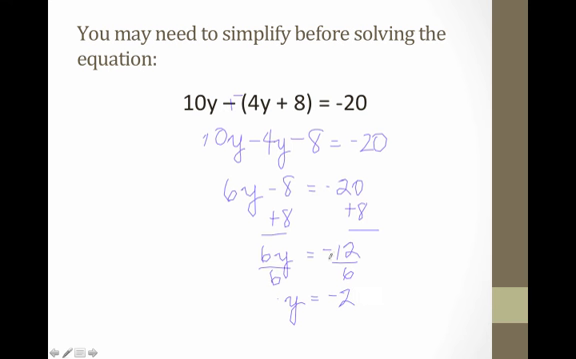Of course, I'm going to go back and check. I'm going to put that negative 2 in next to my 10. That gives me negative 20 minus, and I'm putting in parentheses, negative 2, that's negative 8 plus 8. Does that equal negative 20? Well, that goes away, so negative 20 does equal negative 20.